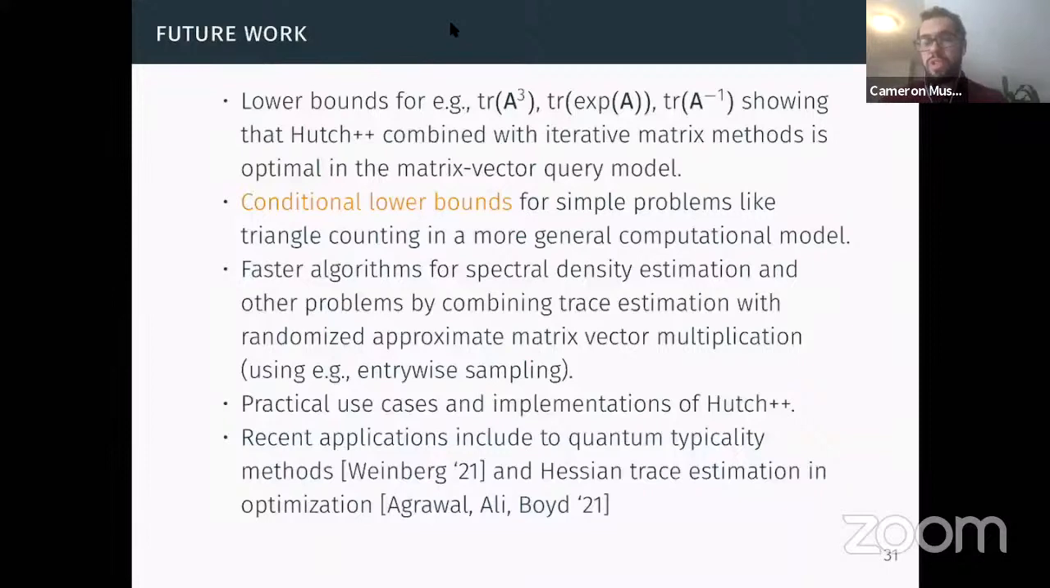And another thing is we would like to try out more practical use cases and implementations of Hutch++. It's a super simple algorithm. It can easily be used as a drop-in for Hutchinson's estimator. There's been some recent work after we published earlier this year applying it to quantum typicality methods and estimating the trace of Hessians in certain optimization problems. So that's one thing I'd like to see: can it be used to actually give practical gains over Hutchinson's in different applications?